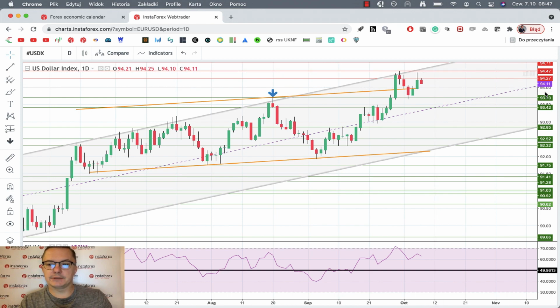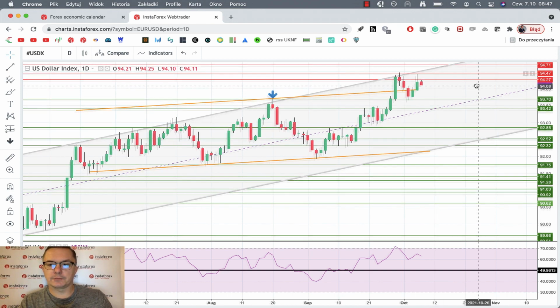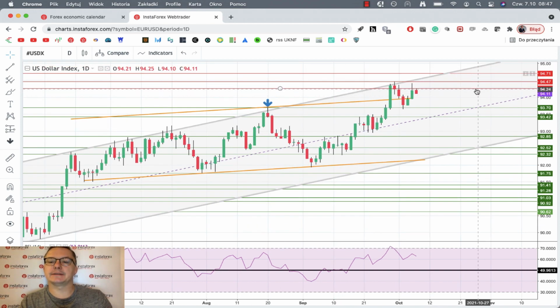So this zone between 94.27 through 94.47 to 94.71 is the supply zone, and bulls might have a little trouble breaking through that zone. However, the momentum is still positive, the momentum is still strong, and we should expect another rally to the upside.